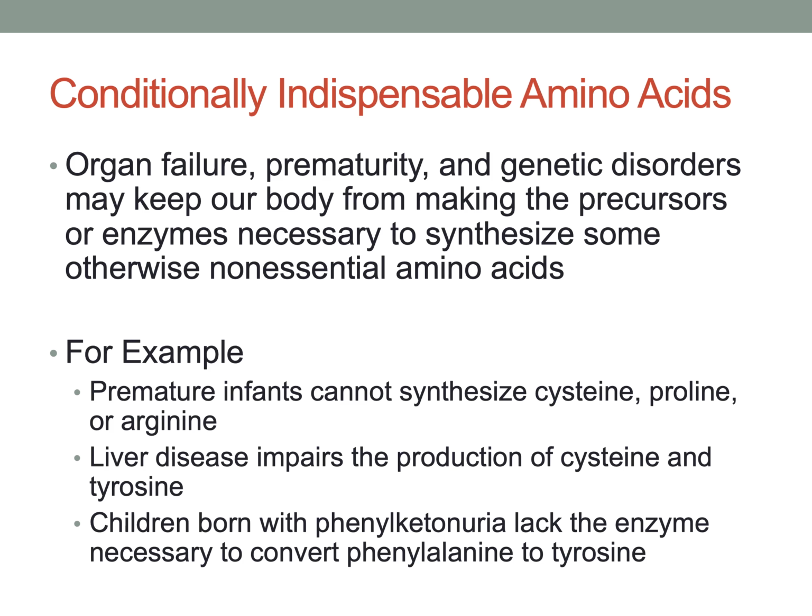Children born with phenylketonuria lack the enzyme necessary to convert phenylalanine to tyrosine. So tyrosine is a conditionally essential amino acid for these children, and actually phenylalanine needs to be limited because it can build up in their system and become toxic.